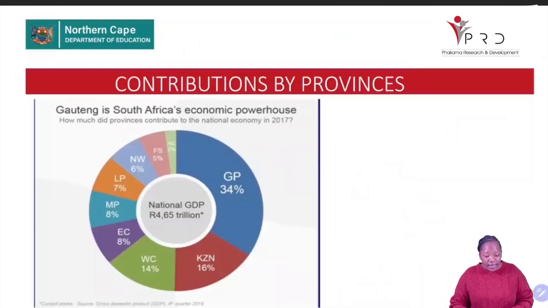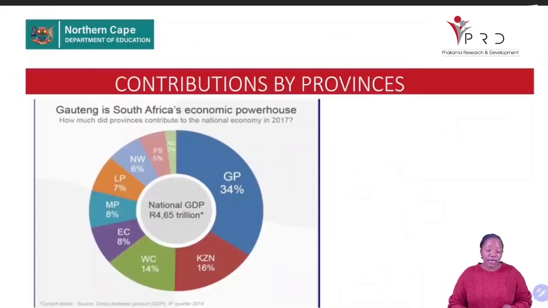And then thirdly, we've got our WC, which is the Western Cape. Also, they've got a lot of tourist attraction, which means each and every person will want to visit the Western Cape. Then followed by the EC, which is your Eastern Cape, as well as your MP, which is your Mpumalanga province. They both have 8%. Then followed by your Limpopo province with 7%.